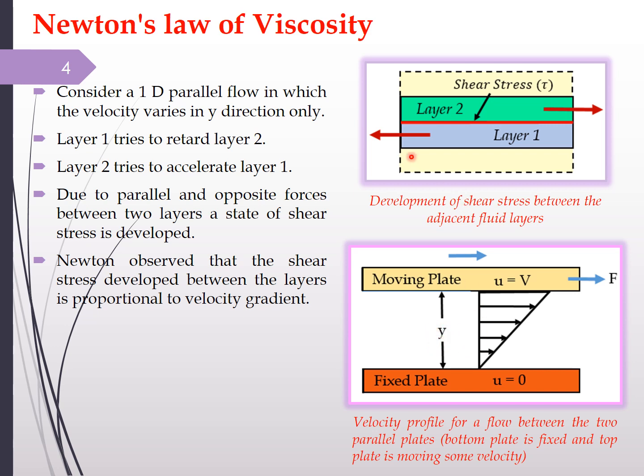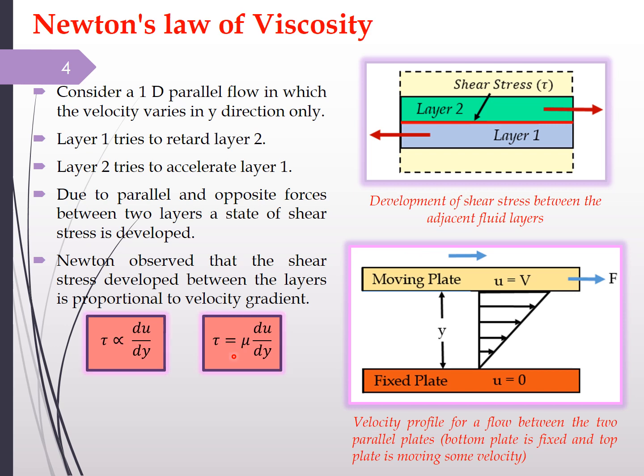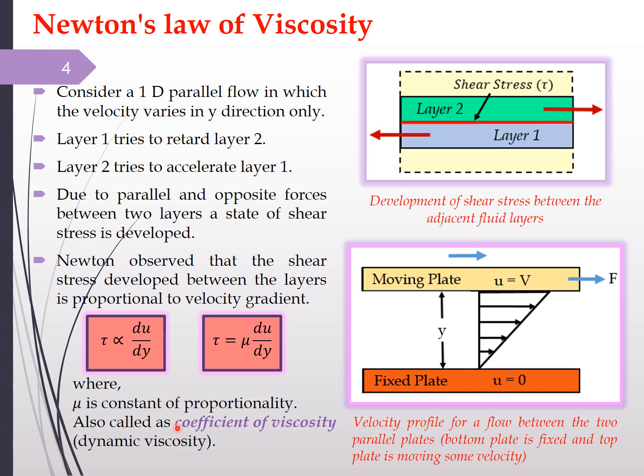So we will take into consideration that the shear stress is directly proportional to the velocity gradient. It was observed by Newton after some experimentation. So tau equals mu du by dy, and you know that mu is a constant of proportionality. This constant of proportionality is also known as the coefficient of viscosity, or simply we can also call it dynamic viscosity. As per Newton's law of viscosity, shear stress is directly proportional to velocity gradient.